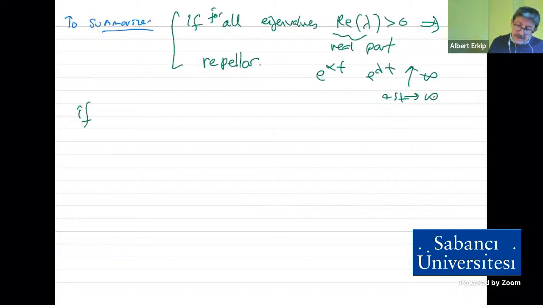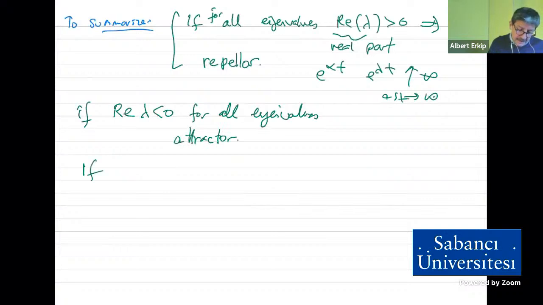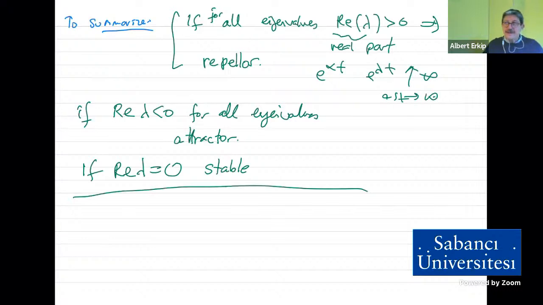If the real part of lambda is negative for all eigenvalues, it's an attractor. If the real part of lambda equals 0 for all eigenvalues, then it is stable. Okay, so by looking at the eigenvalues, we can really check stability. Now, I think I will stop here.